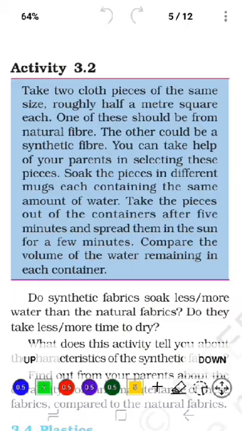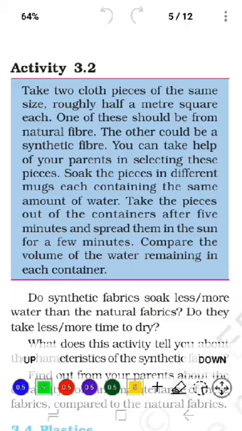The first thing you notice is which mug much water is still remaining. You'll find, in the mug in which you soaked the piece of cloth which was made of synthetic fiber, in this particular mug, the more amount of water is still remaining than the mug where you soaked the piece of cloth which was made of natural fiber. Now you count the time also. You'll find the synthetic fiber dried up, means it takes less time to be dried up than the piece of cloth which was made of natural fiber.